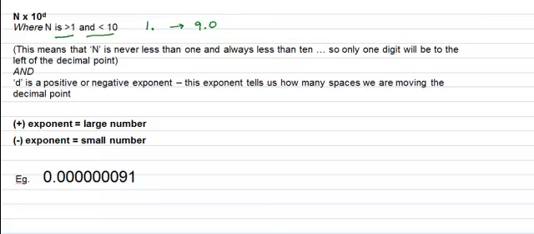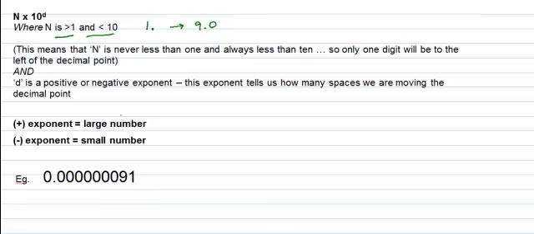And when we think about what that looks like, it means there's always going to be 1 digit to the left of the decimal point. And let me actually clarify that, 1 non-zero digit to the left of the decimal point, you'll always be fine.